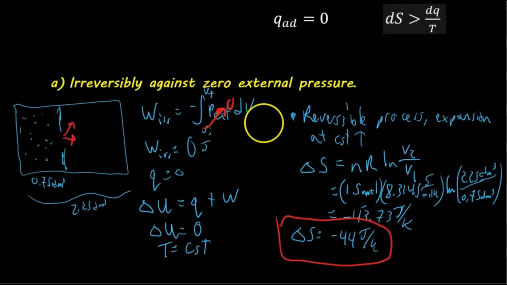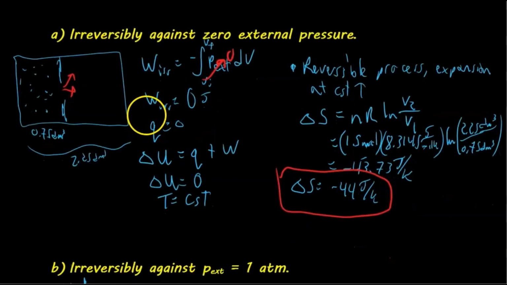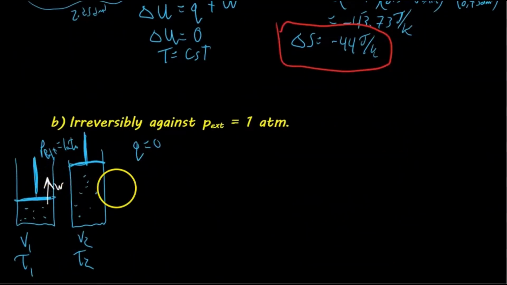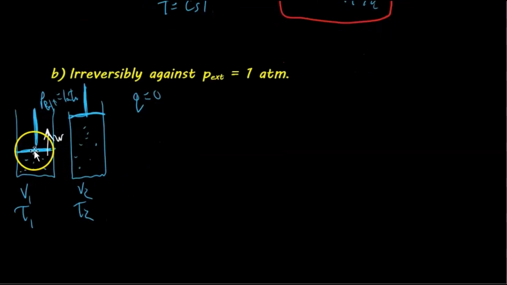And similar to what we did, what we're going to do is find a reversible path to get to this final state based on this initial state. And the change in entropy using the reversible path is going to be the same as the change in entropy for this irreversible path, because we're in the same initial and final state. So how are we going to get from here to here?